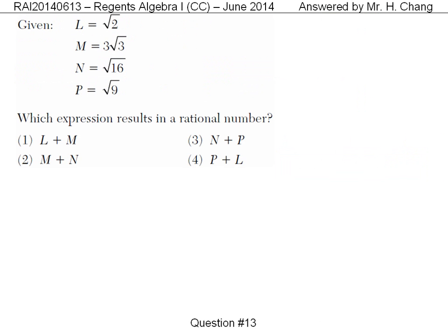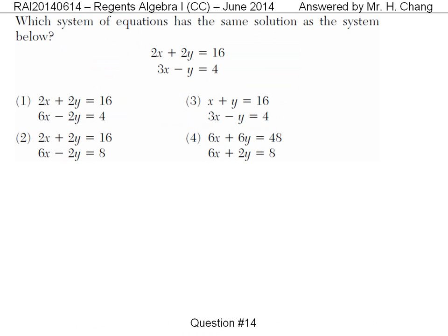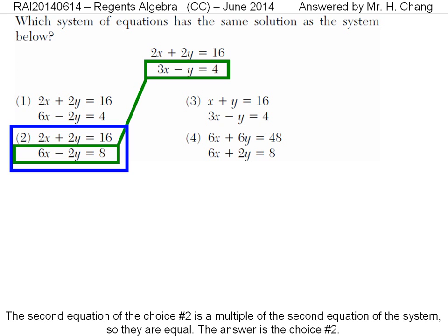Question number 13. L and M are irrational numbers. N and P are rational numbers. Only the sum of rational numbers remains rational. The answer is choice number 3. Question number 14. The second equation of choice number 2 is a multiple of the second equation of the system, so they are equal. The answer is choice number 2.